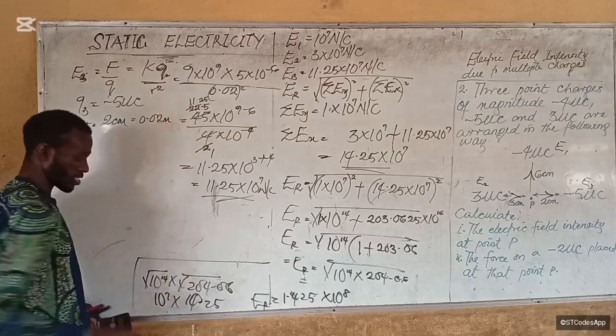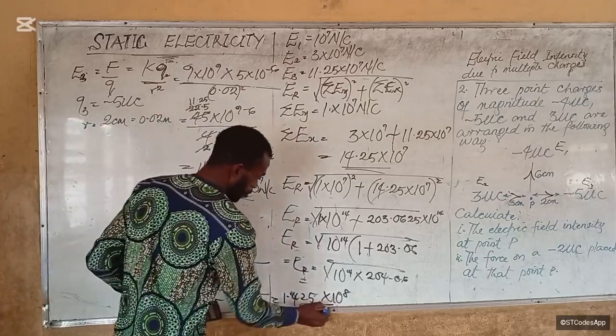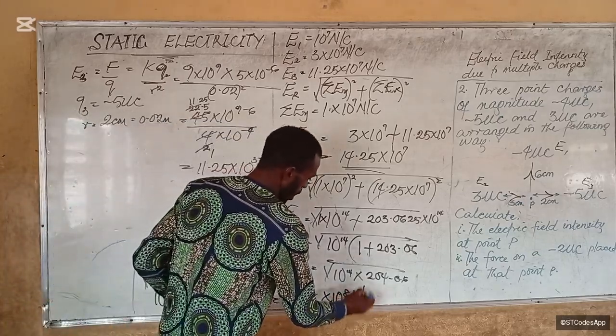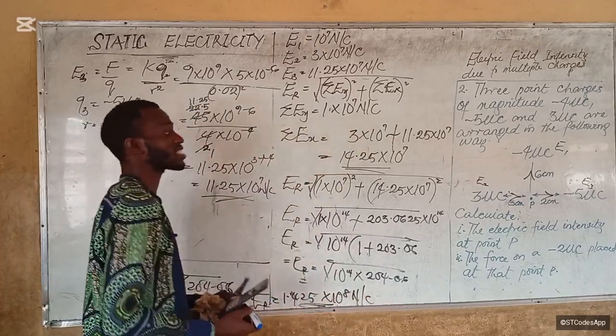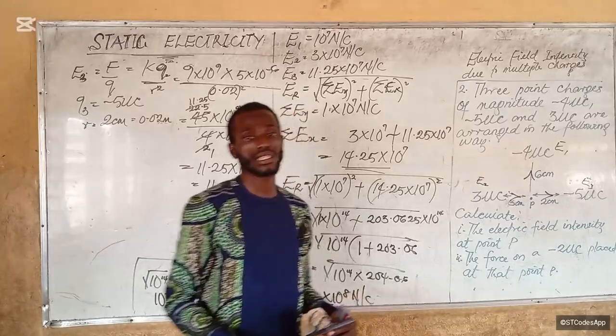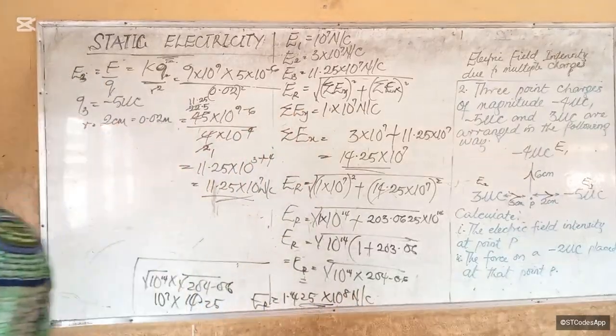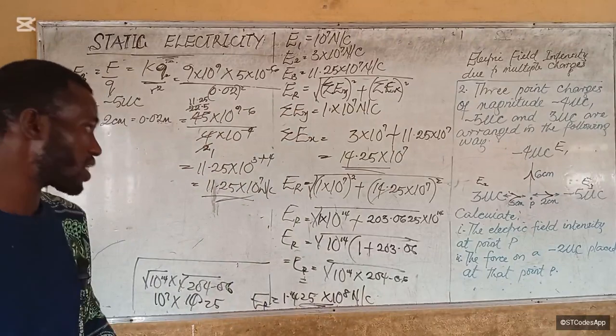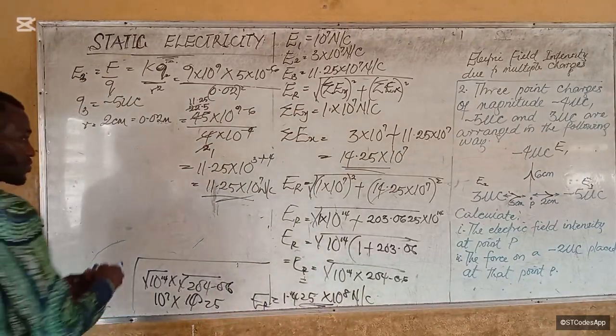I'm converting it to standard form. And so the answer will be Newton per Coulomb. So this is the electric field intensity that will be felt at point P. Now, how about the force?